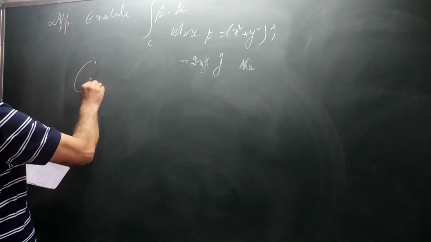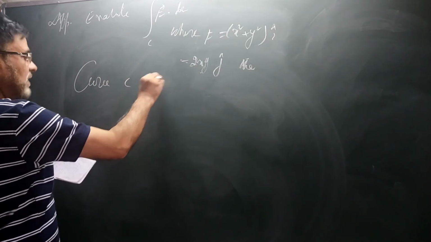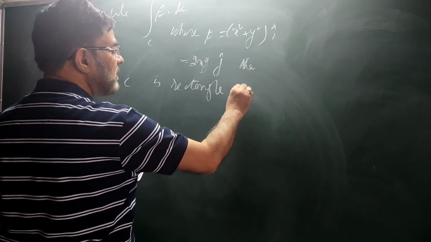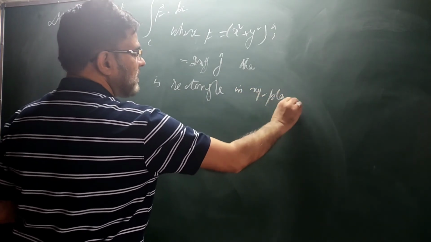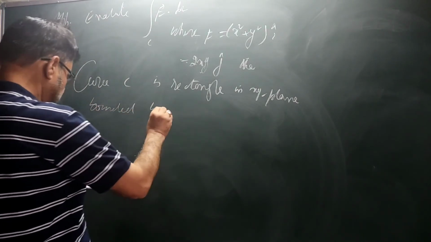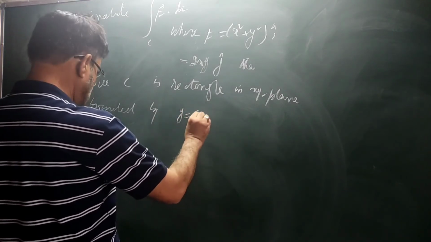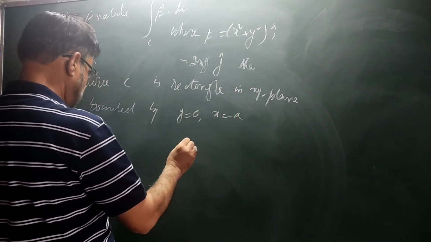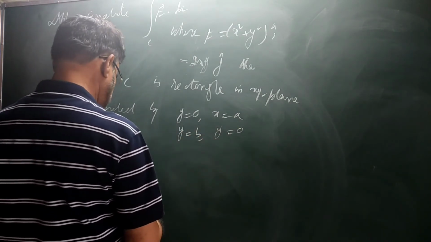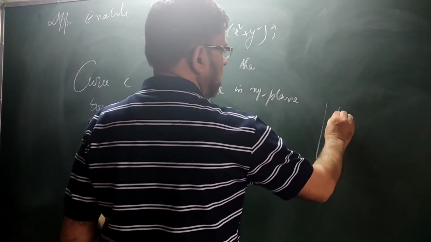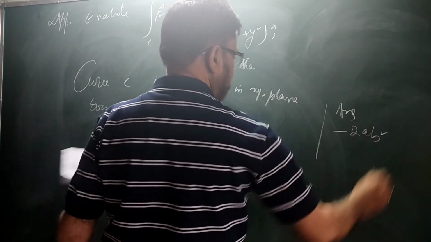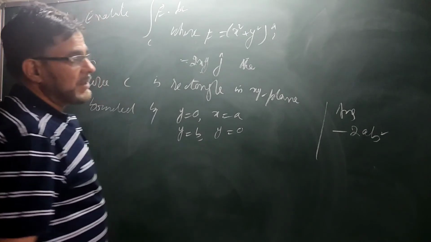The curve C is again a rectangle in the xy plane, bounded by y = 0, x = a, y = b, and x = 0. Its answer should be minus 2ab squared. It is not irrotational, so don't get confused.